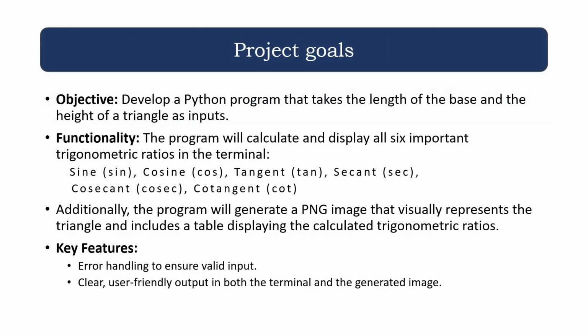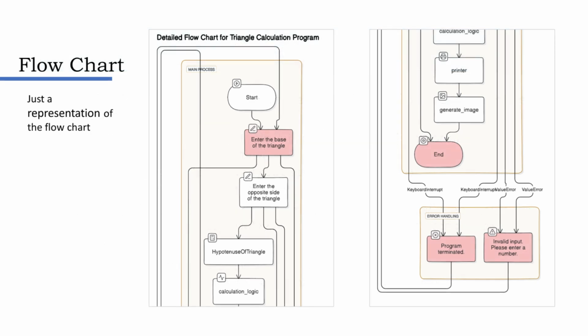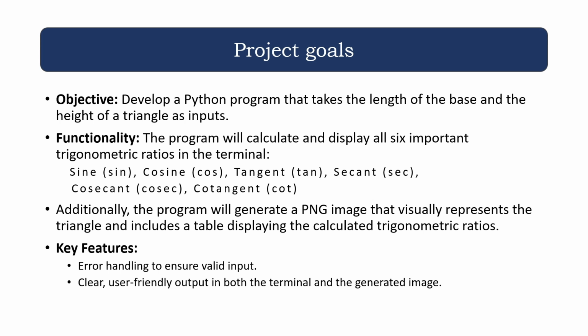So, what's the plan? We will create a Python program that asks for the base and the height of a triangle. Simple enough, right? But here's where it gets interesting. The program will calculate and display all six essential trigonometric ratios in the terminal: sine, cosine, tangent, sec, cosec, and cot.